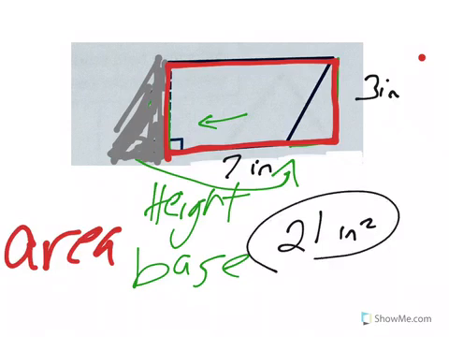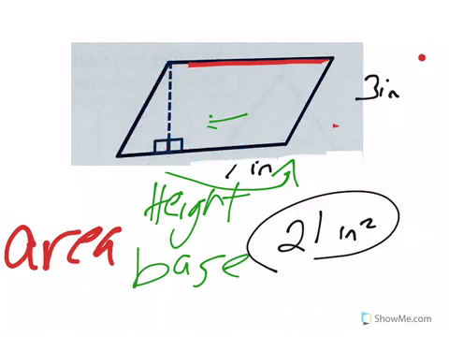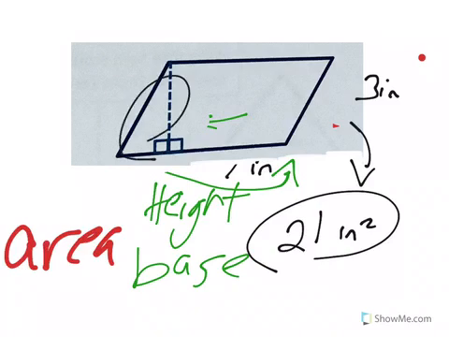This is the area of this rectangle, and if we went back and put that triangle back where it started, then it is still the same area, 21 square inches, or 21 inches squared. Okay, it doesn't change just because you move a piece.